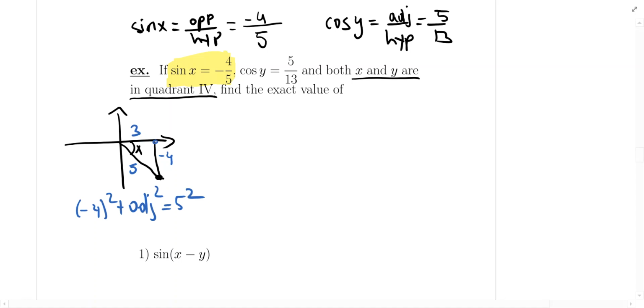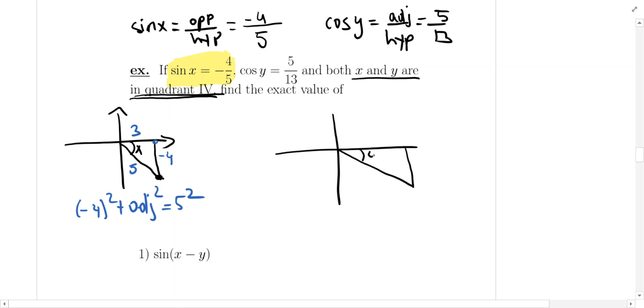And then similarly for y, we were told that y is an angle in quadrant 4. So it's going to be again, y is here. And the side adjacent to the angle y is 5, and the hypotenuse is 13. Again, by using the Pythagorean theorem, you should get that the y value is negative 12.